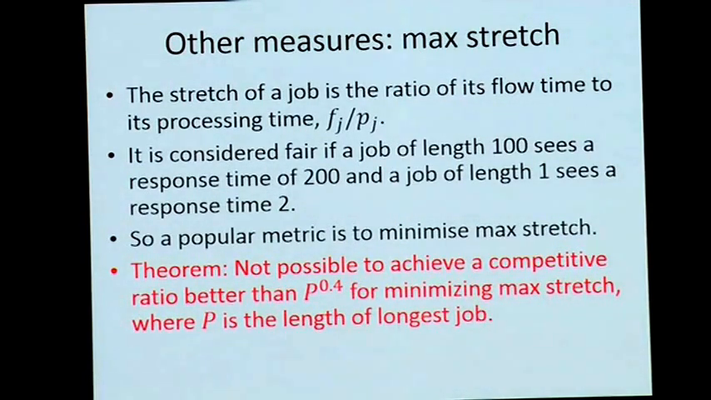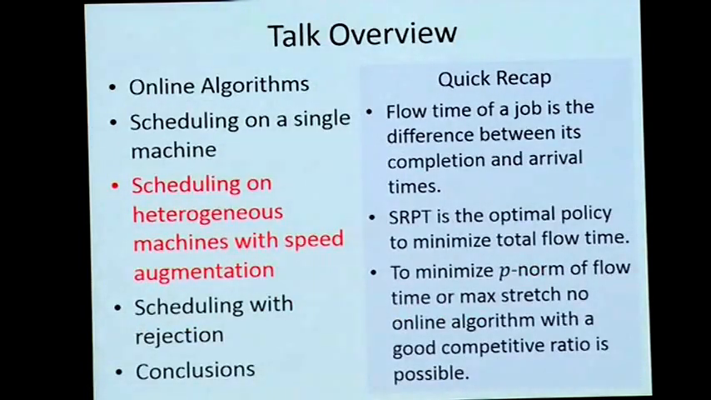Again, you cannot optimize. Or it is possible now, but the bounds are slightly worse. So you cannot achieve a competitive ratio better than P to the roughly square root P, where P is the size of the largest job. Okay? So just saying that the bounds get worse. It's not as bad as the previous one, but it's still bad. Okay, so I'm now going to move on to multiple machines.